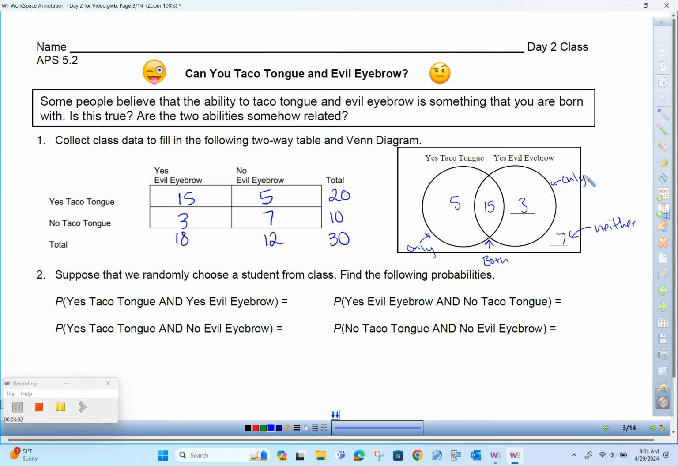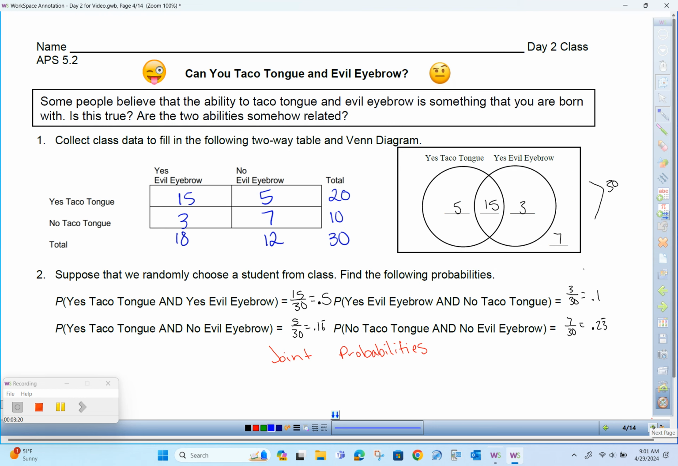It's really important when you draw a Venn diagram, you don't put the entire yes taco tongue, 20 people, just to the side. You want to separate it out into their different sections based on the context you were given. Okay, so checking some of this work here.